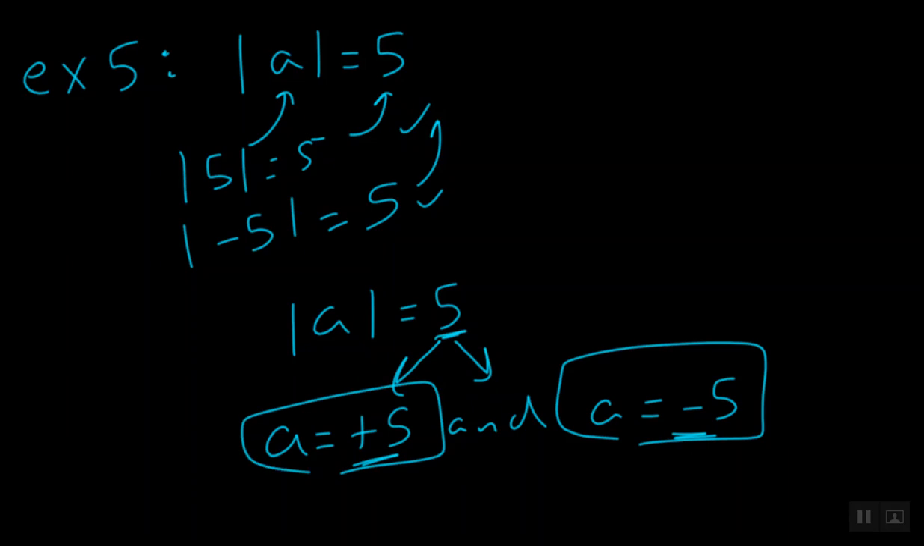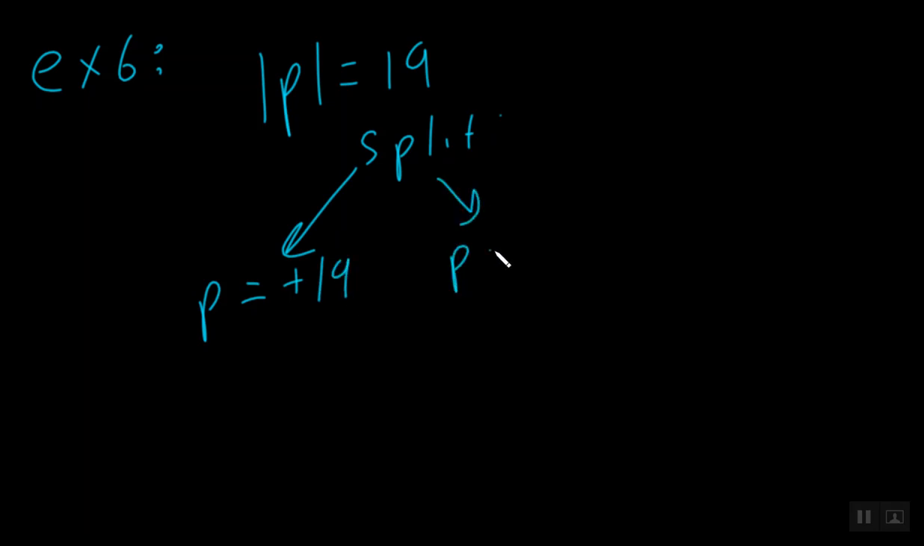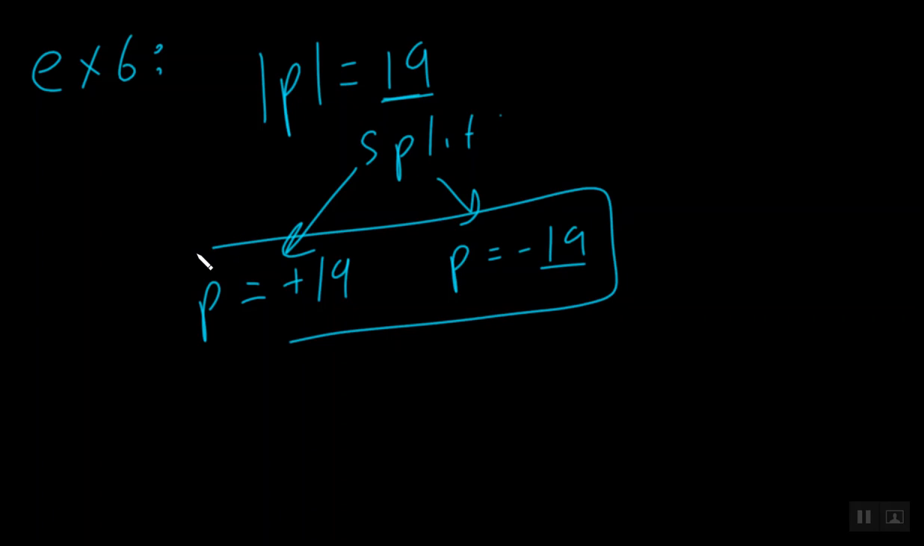Okay, so let's go ahead and try this one more time. We have example 6, the absolute value of P is equal to 19. So what are we going to do? We're going to do the split, where we take this 19, and we write P equals +19, and P equals -19. Because we don't know which one P is, but we know that if we plug in a +19, we get out a +19. If we plug in a -19, we still get out a +19. So our answer is P equals +19 and P equals -19.